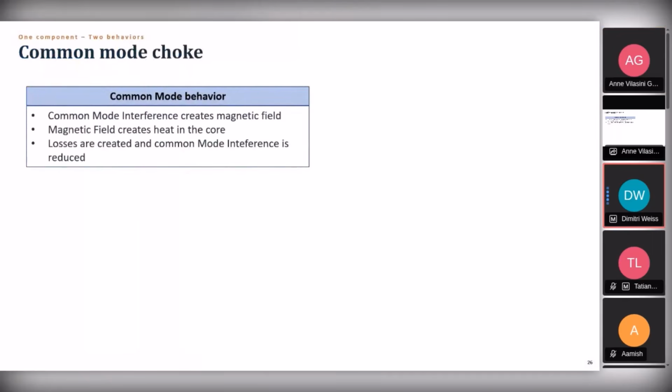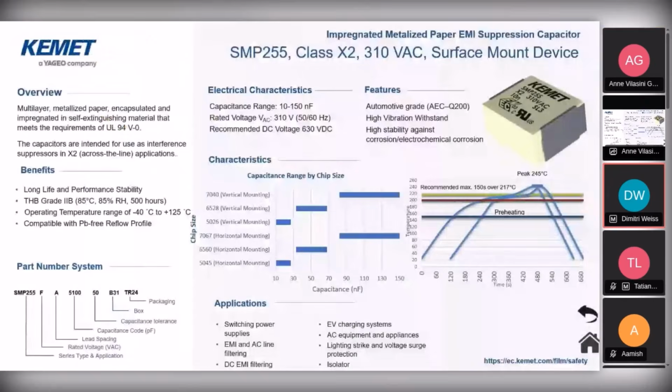Anne, we have a question in the chat. Would you like to pick it up right away or let it be discussed at the end? Yeah, you can. I can pick it up right now. So is it in the chat? Yeah, it's in the chat.